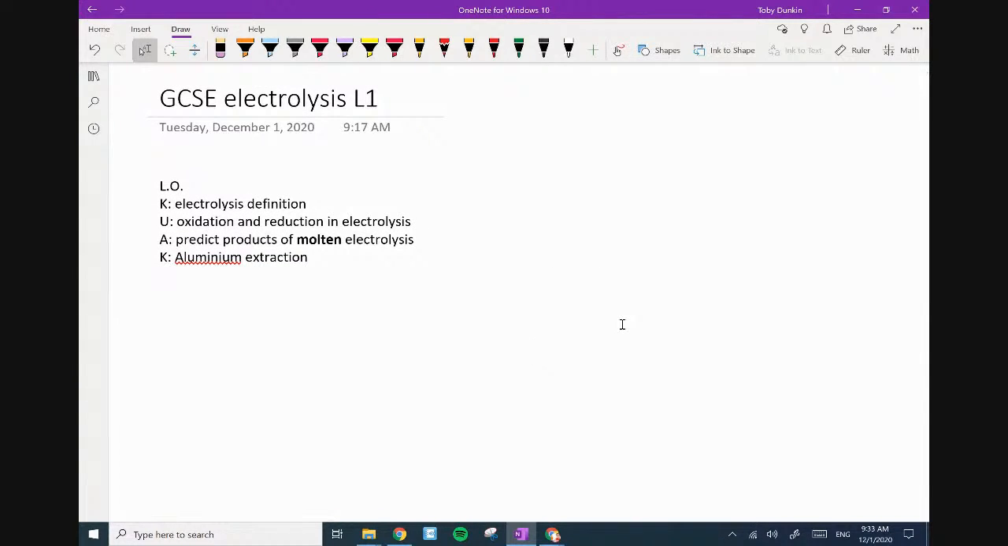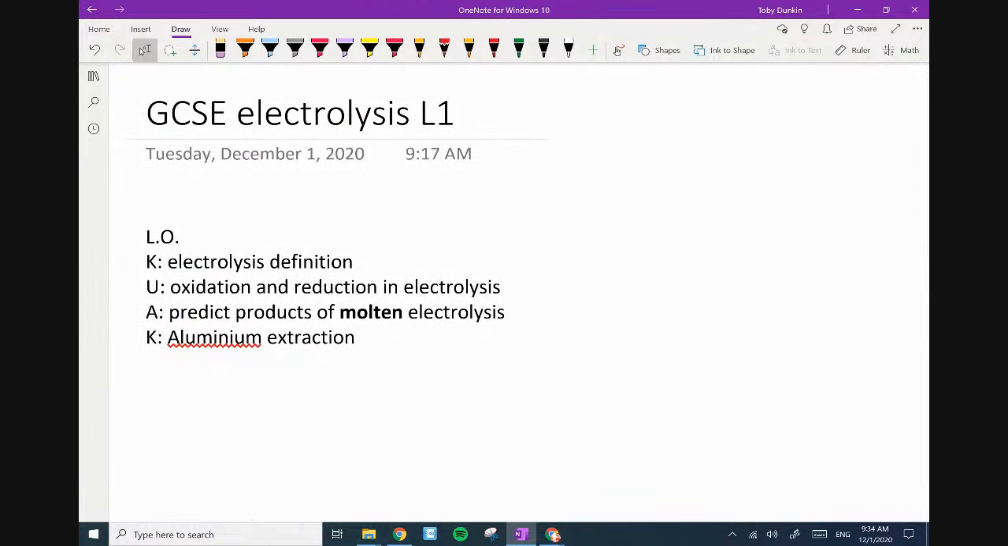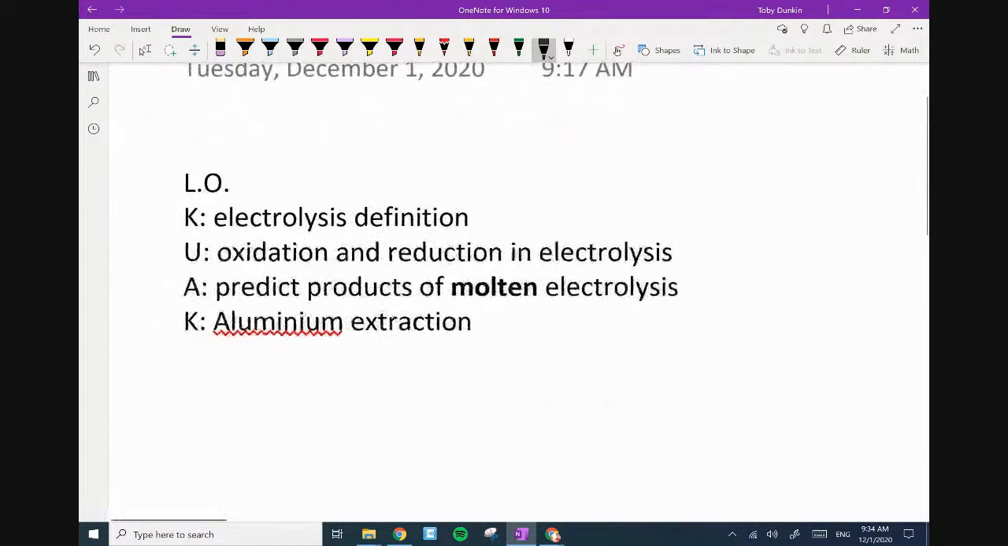Right, okay, guys. So, electrolysis, GCSE, lesson 1. Actually, can I just point out, the lesson has another title, which is molten. We're looking today at molten electrolysis. I'll explain the molten bit when we get there. But 4 learning objectives today.